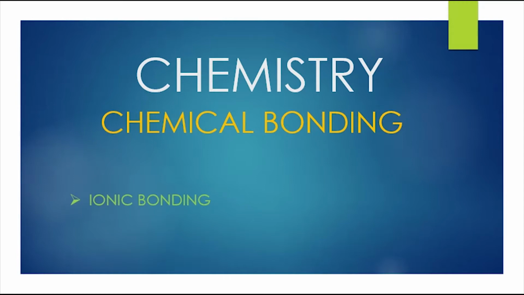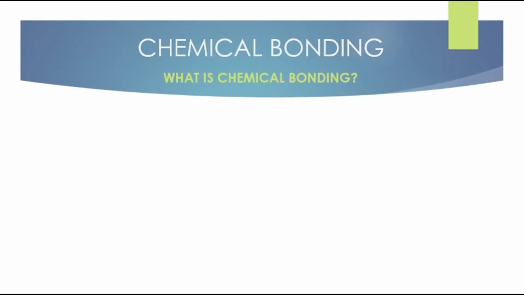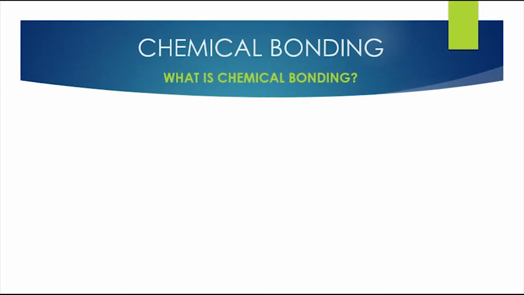Under today's lesson, our main focus is ionic bonding. What is a chemical bond? Well, a chemical bond is simply the joining of two or more particles by chemical means. These particles can be atoms or molecules. They can even be elements.